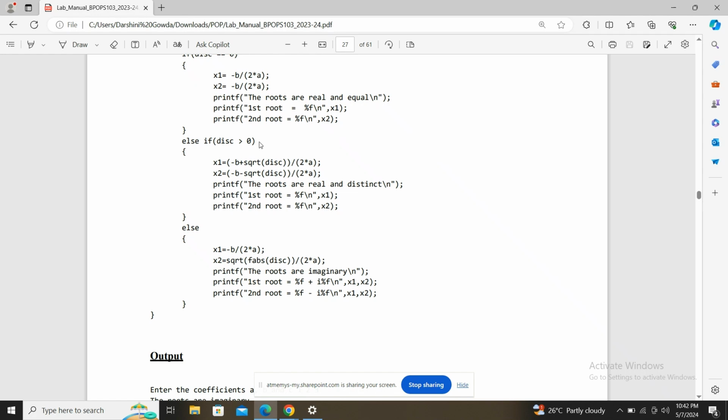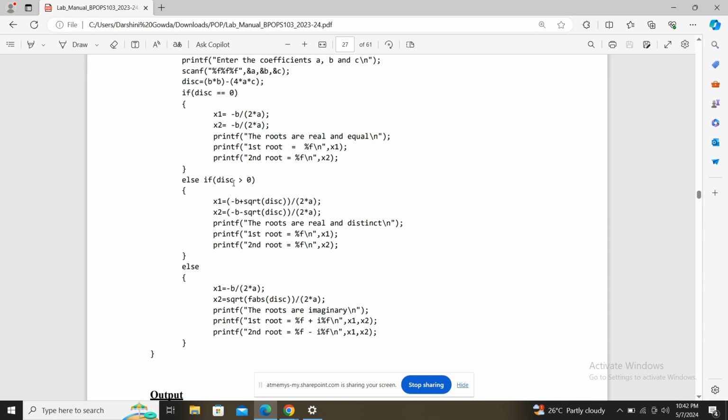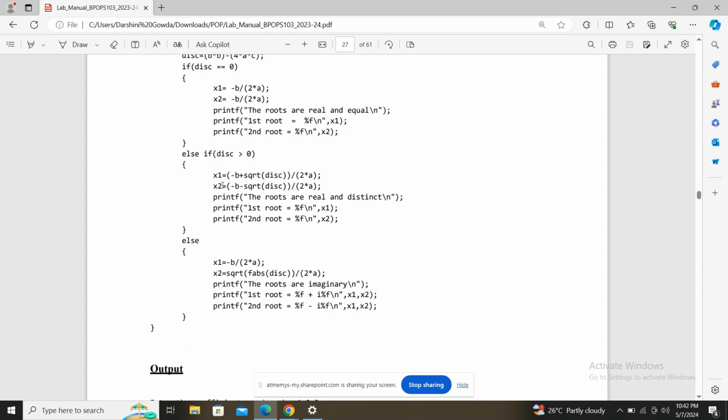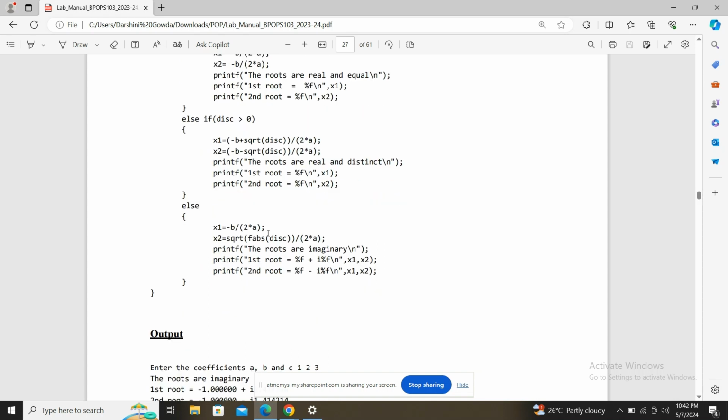So if both conditions become false, then it is understood that the discriminant value is obviously less than 0. We know that if the discriminant value is less than 0, then the result would be imaginary. So it will compute the imaginary roots using this formula, and it will print the roots are imaginary, and the results of the roots would be stored in these variables. Here we are making use of fabs. fabs stands for floating point absolute.